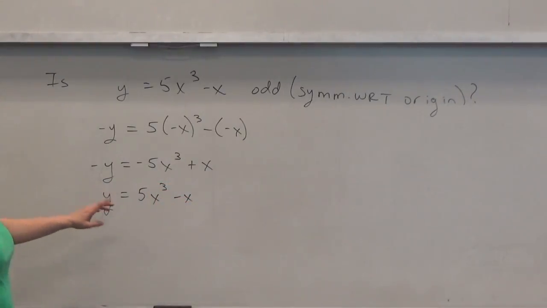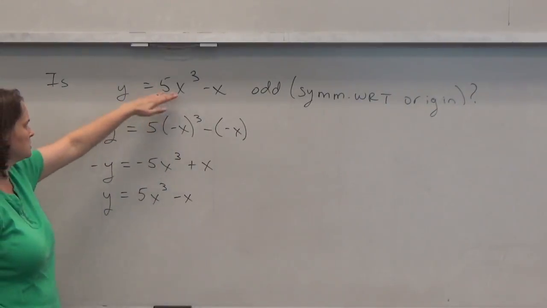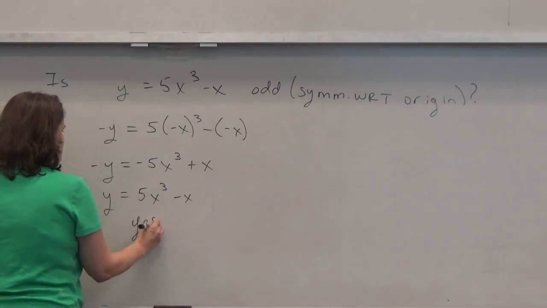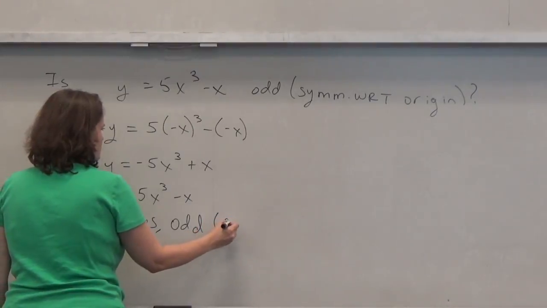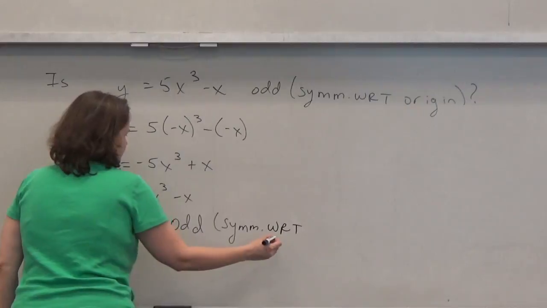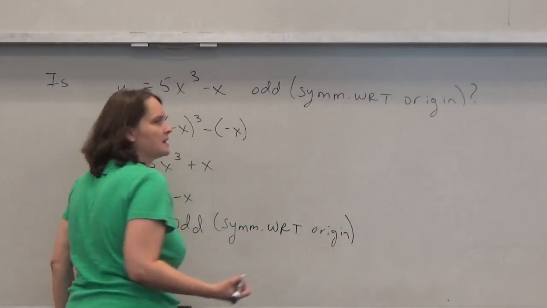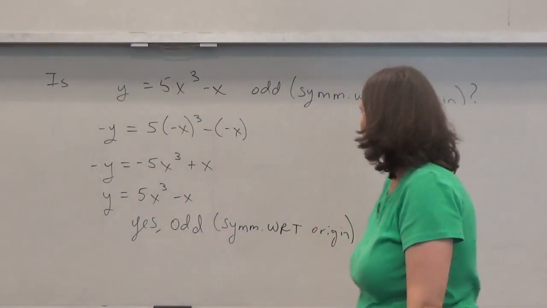So we want to compare this equation with the original equation here. Do they match? They do, yes. So we can say yes, this one is odd, and it's also symmetric with respect to the origin. So testing for symmetry with respect to the origin is the same thing as testing to see if your function is odd. You're doing two things at once.